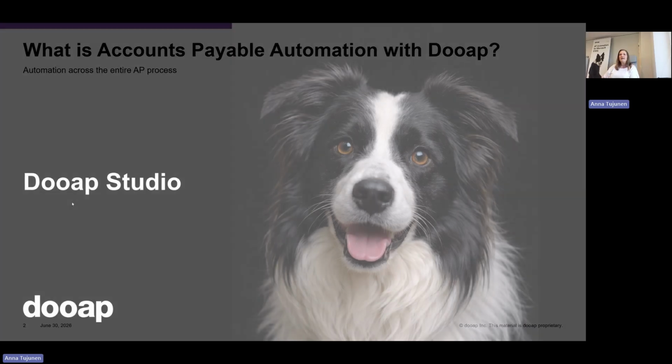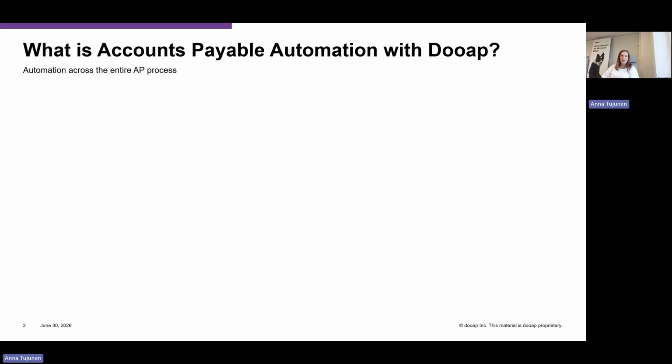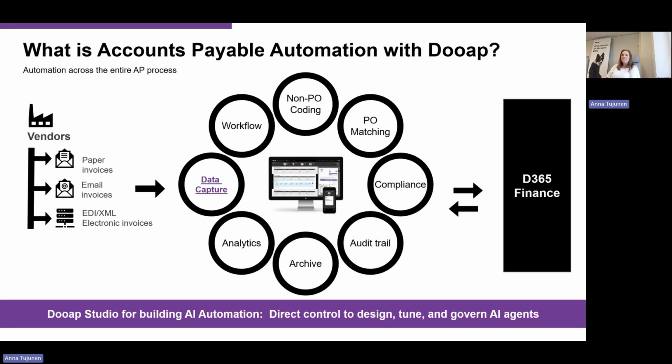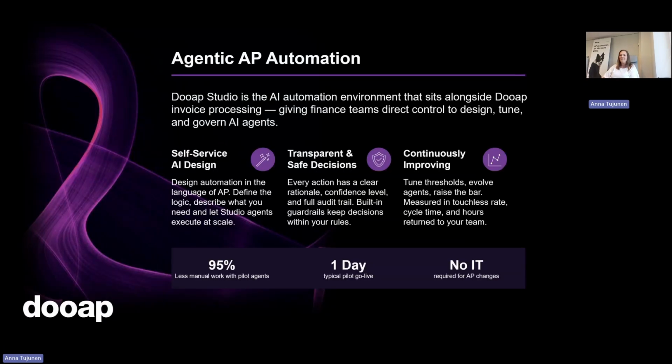Dooap is an AP automation solution that integrates with D365 F&O. We offer pretty much everything that a typical AP automation solution would, in the sense that you can capture all the invoices, do workflow, coding, matching, analytics, everything that you would think. Now, as the newest addition, we also have the Dooap Studio, which is for building AI automation on top of that process in a safe way. It is there to design, tune, and govern AI agents that would do parts of the process on your behalf.